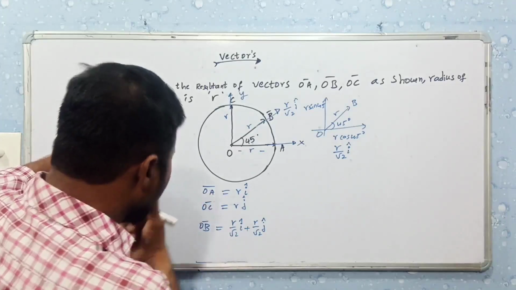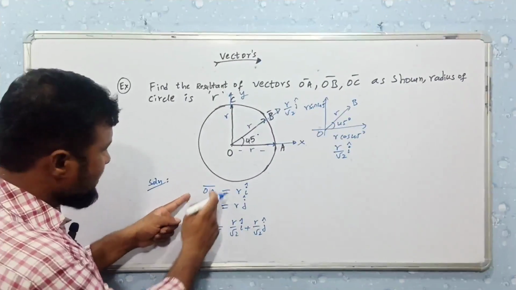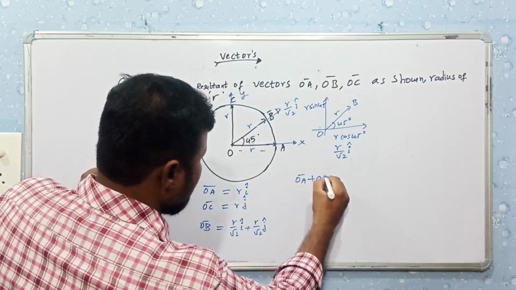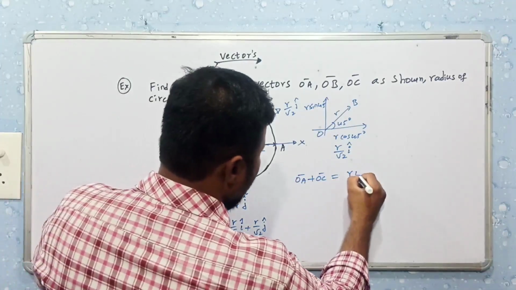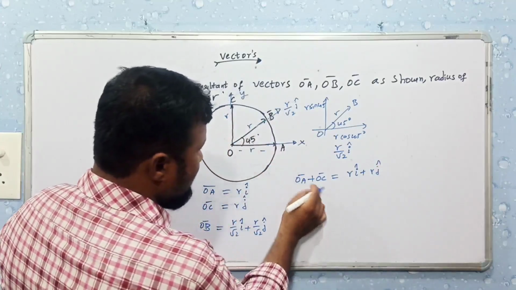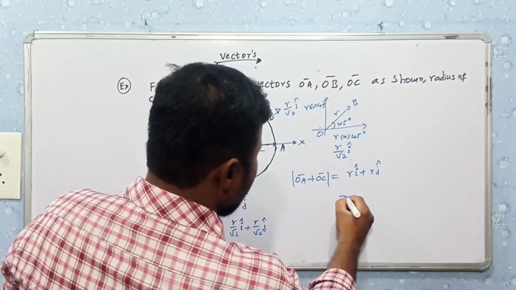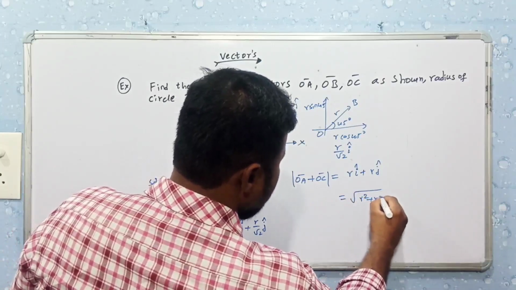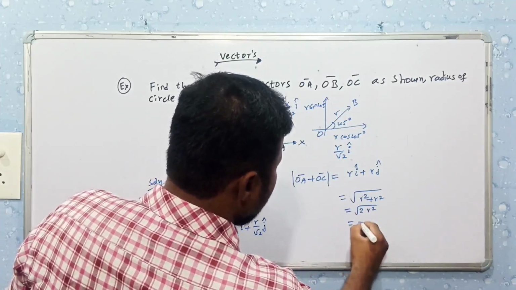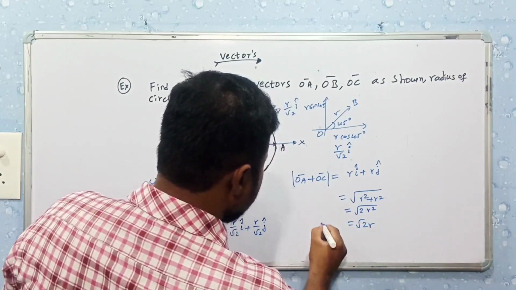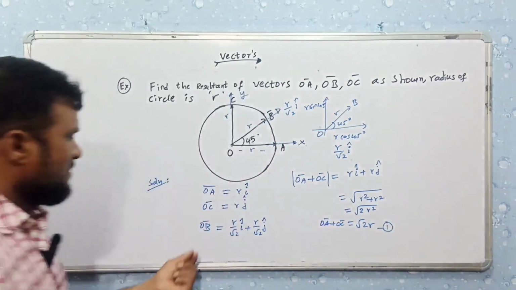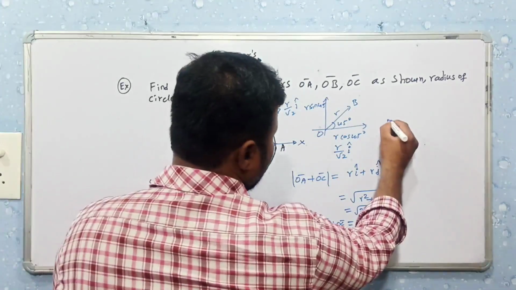So finally, how do I represent the resultant of OA bar and OC bar? OA bar plus OC bar is equal to R i cap plus R j cap. If I find the magnitude, we get root over R square plus R square, that is 2 R square. Square root cancels, root 2 R will come. So this is the resultant of OA bar plus OC bar. Equation number 1. Now find the resultant of OB bar.